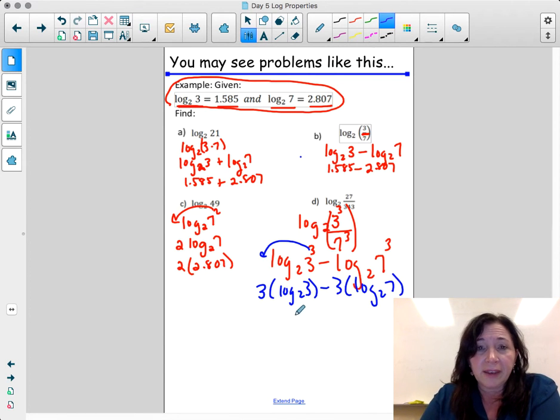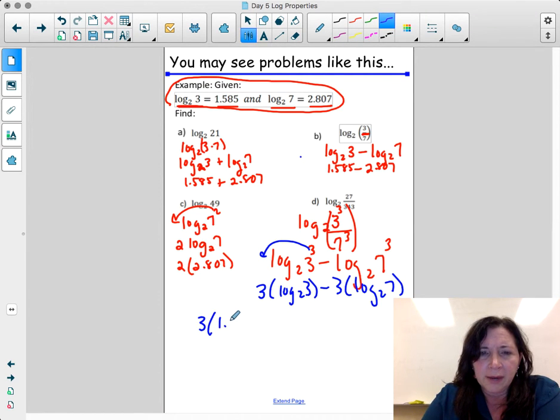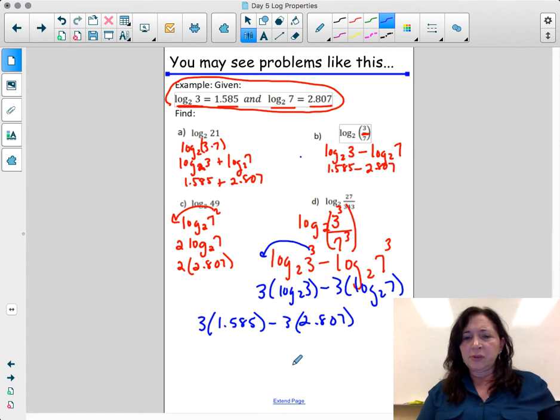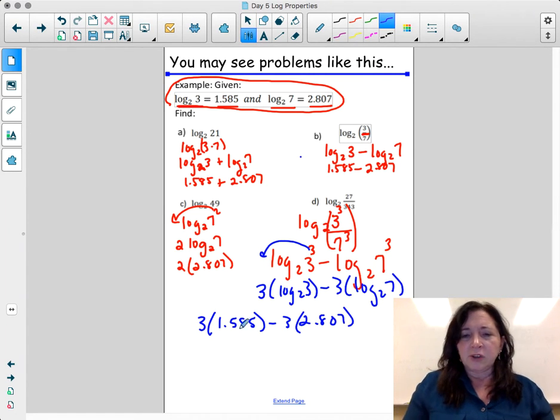Well, lucky us, we have these two values. So we can say 3 times 1.585 minus 3 times 2.807. And then you're going to get your answer once you multiply those out and subtract.